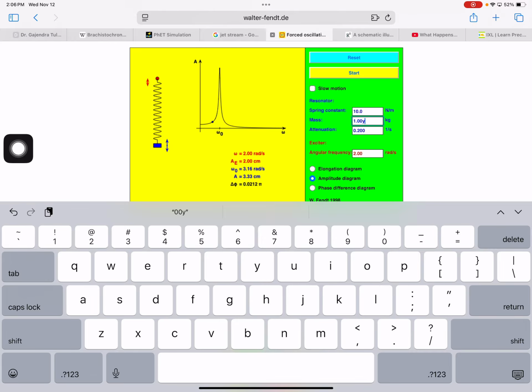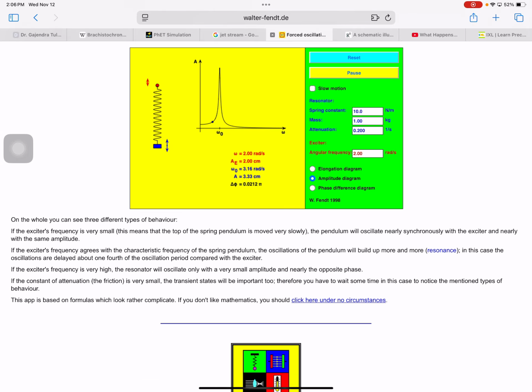Okay, so now let's start this. You see there's the driving frequency. The driving amplitude is given by that arrow, and you see the amplitude of oscillation doesn't change much. Nothing spectacular is happening.